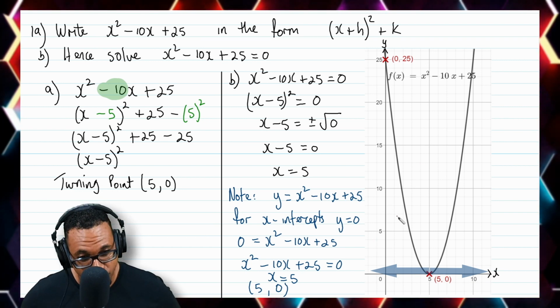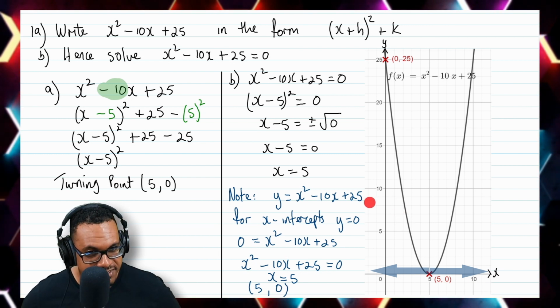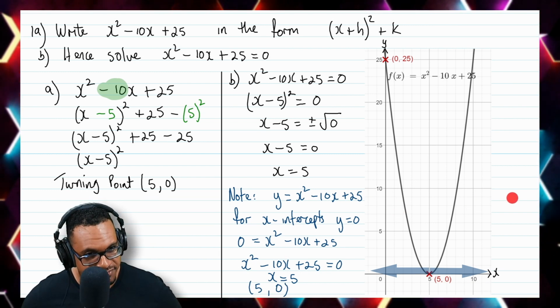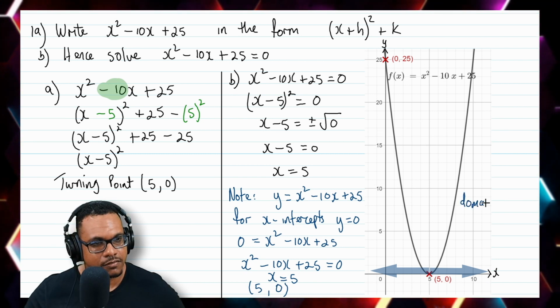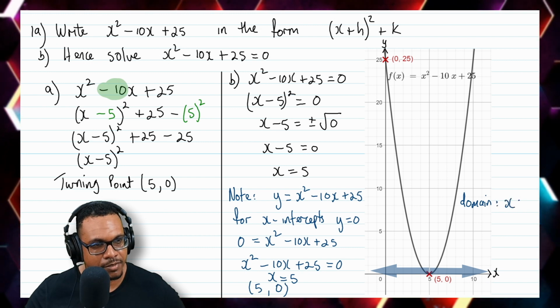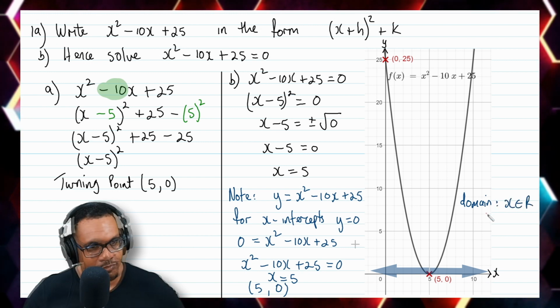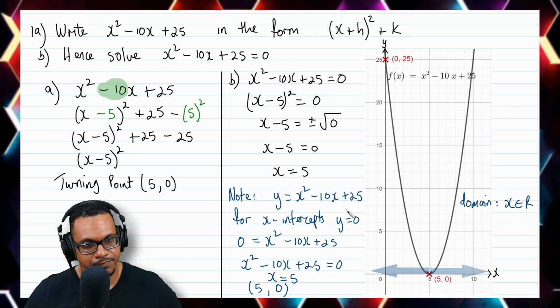So that will mean the domain will be all the real numbers because they're going to negative infinity as you go to the left and positive infinity as you go to the right. So my domain will be such that x is a member of real numbers. All right, so that means from negative infinity to positive infinity, all the real numbers.